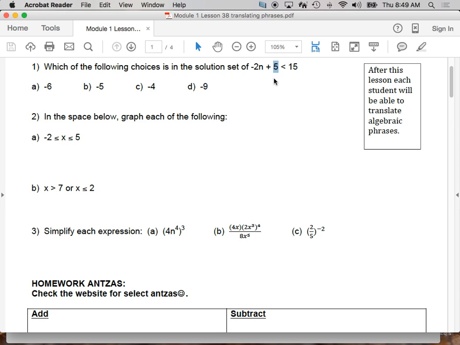So, I might subtract 5 from both sides. Negative 2n is less than 10. Danger, danger, danger. I divide by negative 2. N is what?